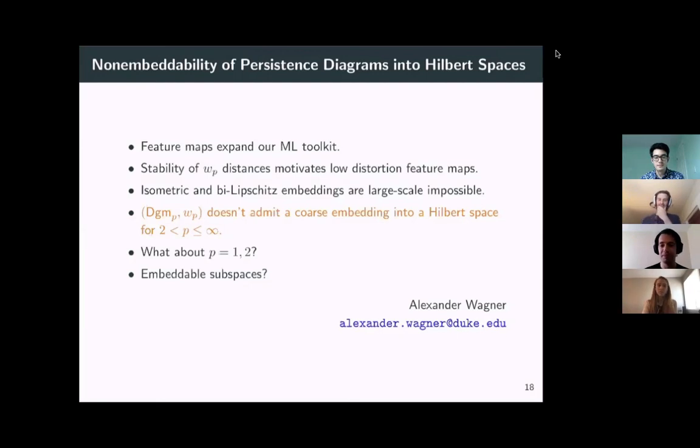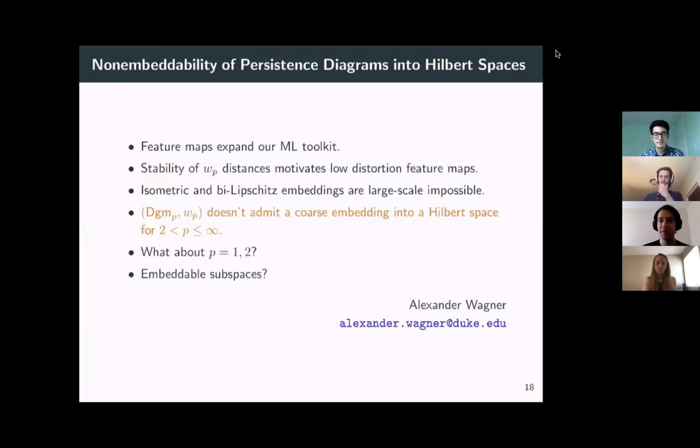Just a comment, by the way, great talk, Alex. It's a really good talk. I have a comment on your last question that is shown on the slide, embeddable subspaces. I think it is proof that the space of persistence diagrams on boundedly many endpoints, on any distance, coarsely embeds in Hilbert space. This is a result of work by others and myself.